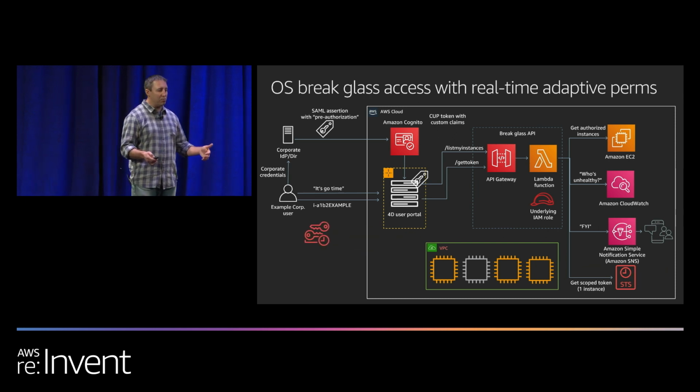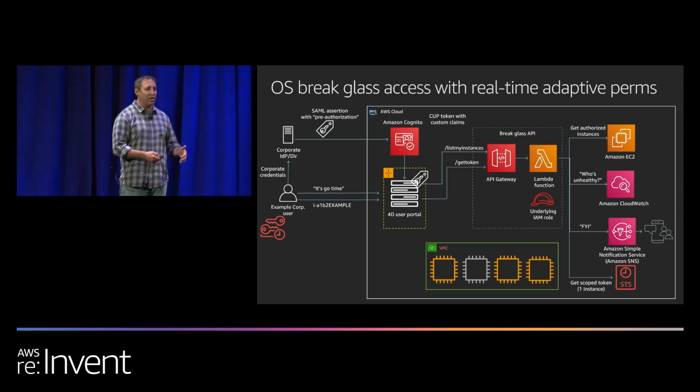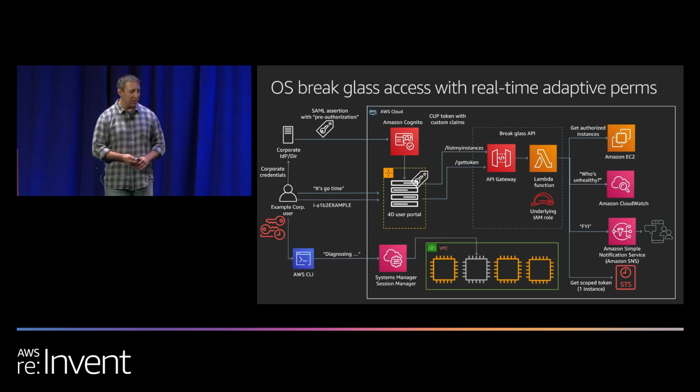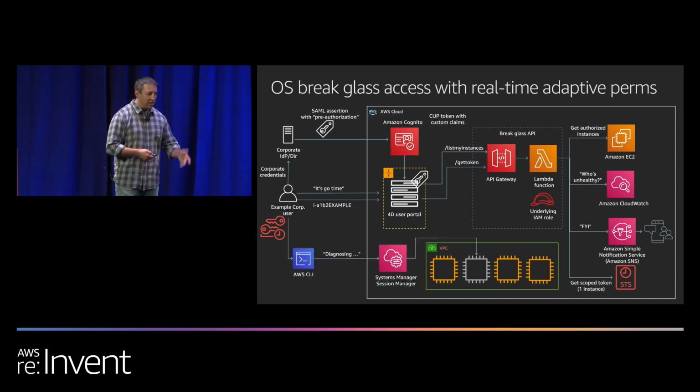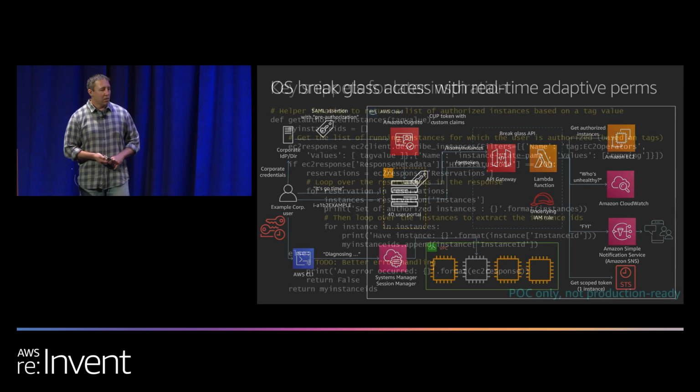So the token that goes back is only valid for 15 minutes and is only valid for that one exact instance, right? Like literally the exact instance is the only thing that she can connect to. And then I used the CLI through Systems Manager to kind of drop in and go, right?